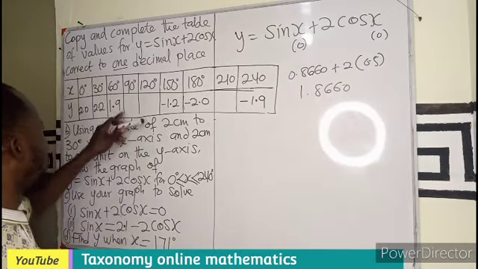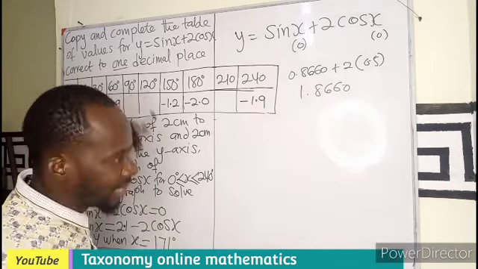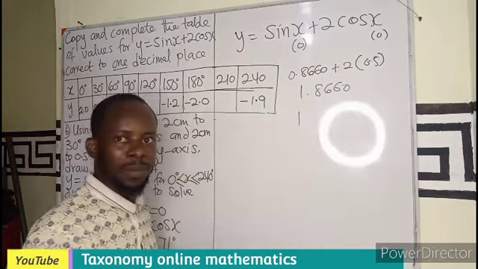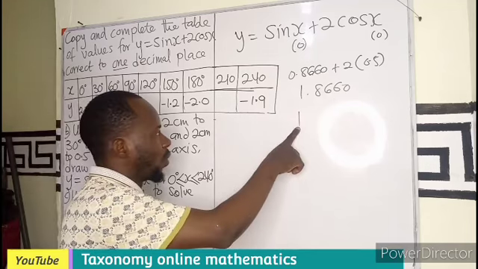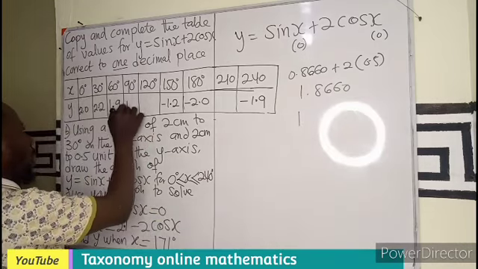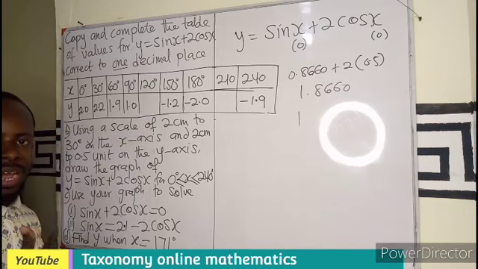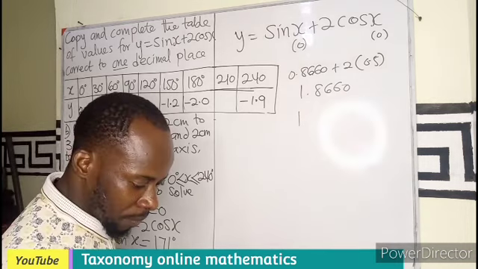That is not all. We are going straight forward to 90. So if I take sine 90, in this place I have 1. Then cos 90 will also be 0. So the answer is just 1. So 1.0 will be the value of y when x is 90. Alright. Then let's go to 120.